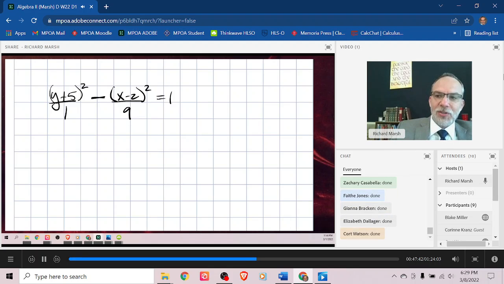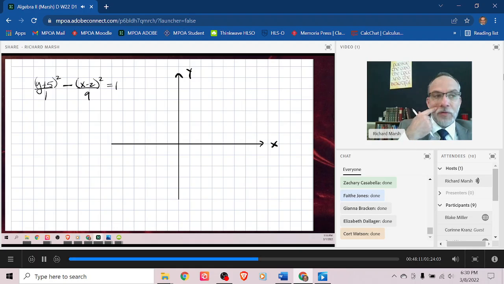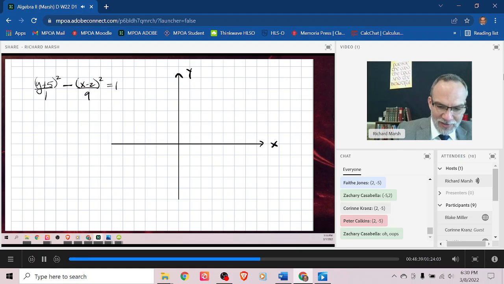Now, put your pencil down. I'm going to start building the graph. It has to recognize X and Y. Can you tell me my center? Oh, nice. Oh, well, be careful. Be careful. The y value has to come first because it's the y value minus the x value. But this is still your y value of the center, and this is still your x value of the center. They go with each other.